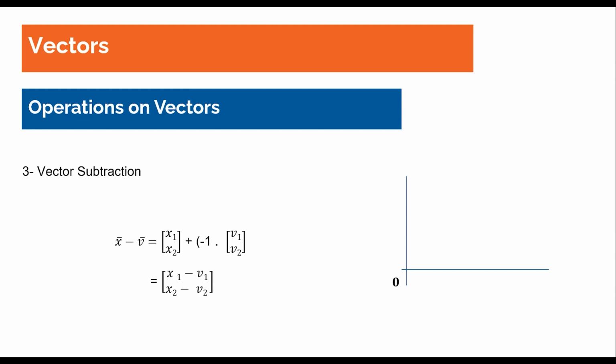The next operation is vector subtraction. This operation is in fact a combination of a scalar multiplication and addition. So subtracting v from x means we first multiply v by -1 and then add that vector to the vector x. The geometry of subtraction follows the same logic. We have x and v. So first we need to multiply -1 by v. We get the same vector but in the opposite direction. And we use the parallelogram or the triangle method to add -v and x. So we get x minus v.